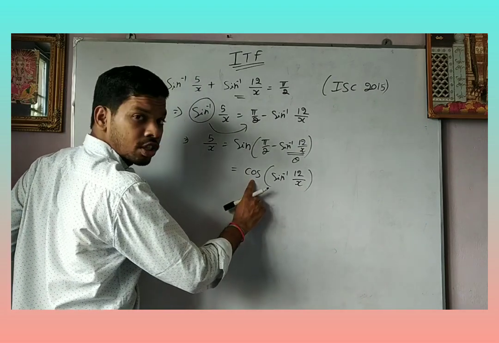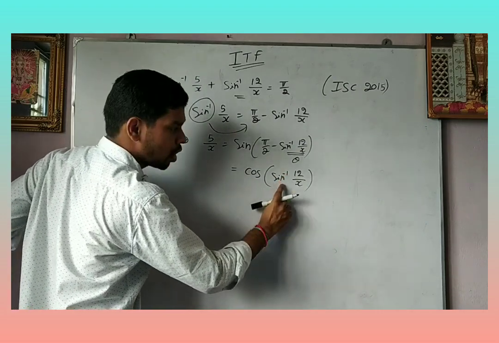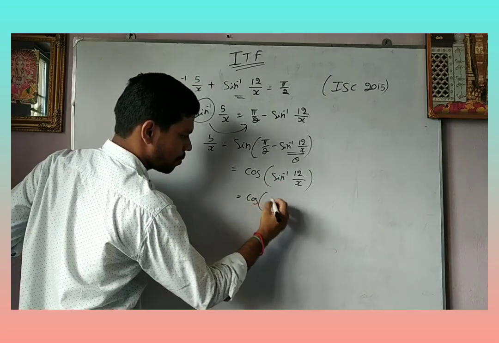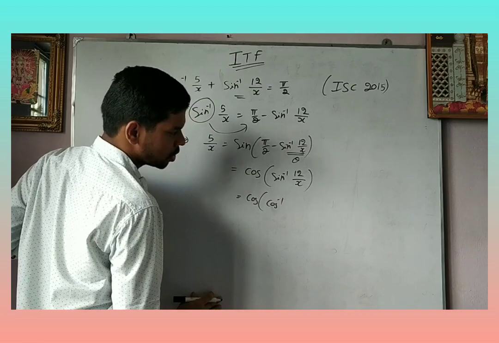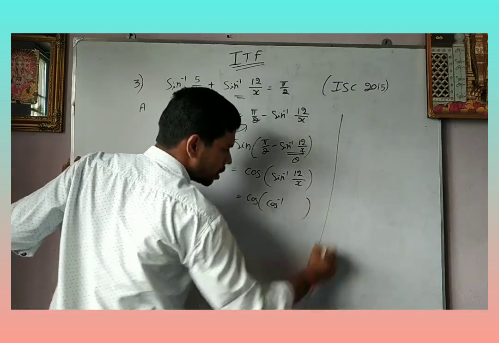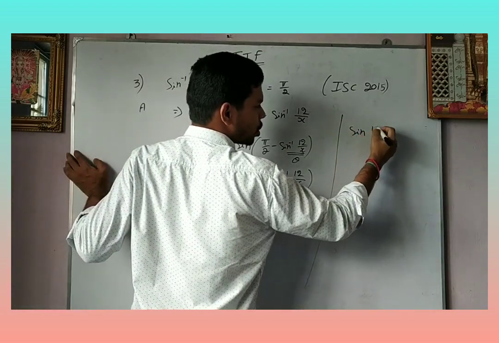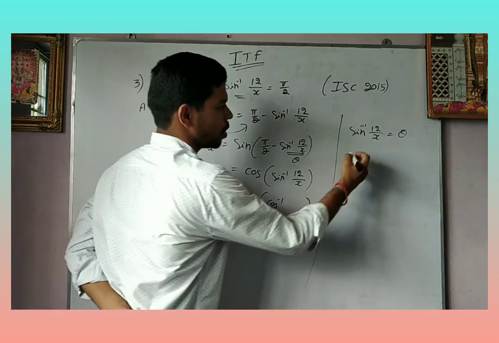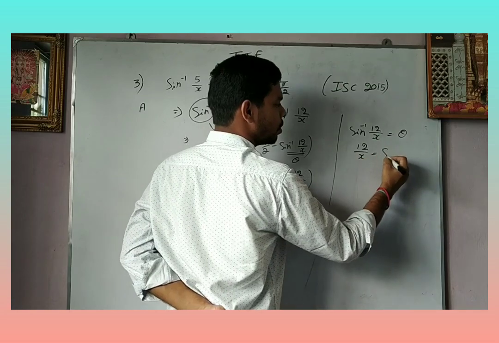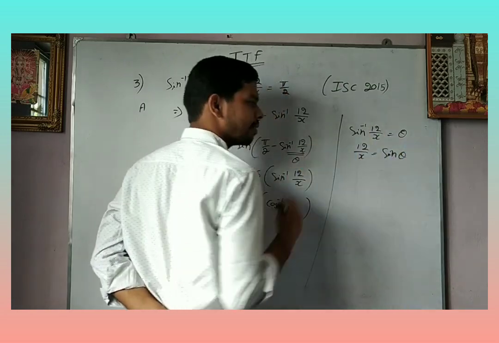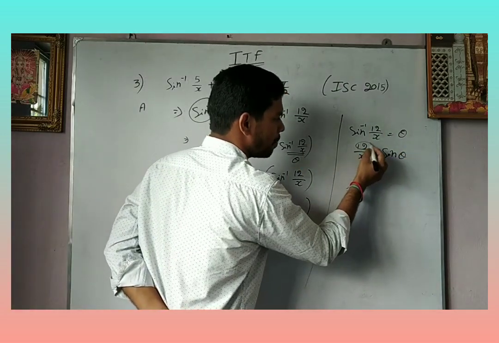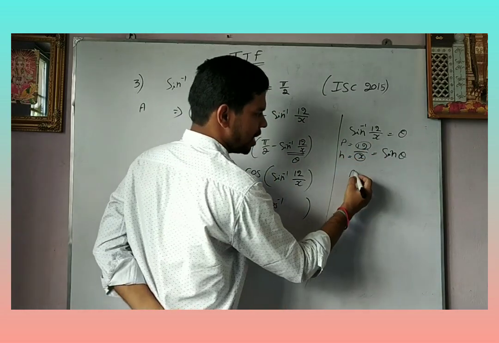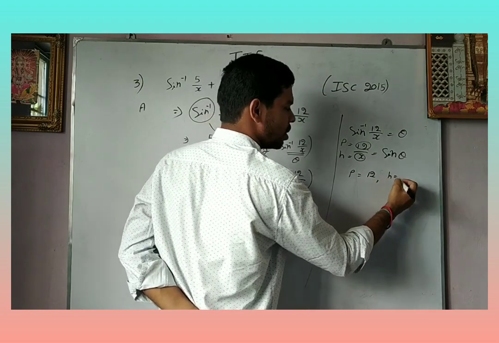Here the function is cos, here the function is sin. We have to convert this function into cos inverse. And cos inverse, how to convert it? This is sin inverse 12 by x, which is equal to theta. For example, 12 by x equal to sin theta. It is our perpendicular, it is our hypotenuse. P equal to 12, h equal to x.